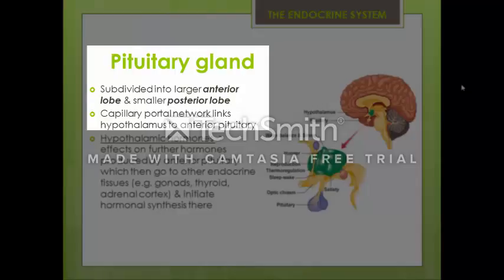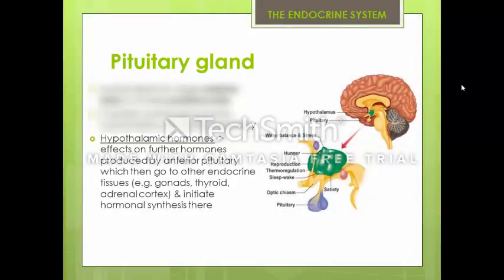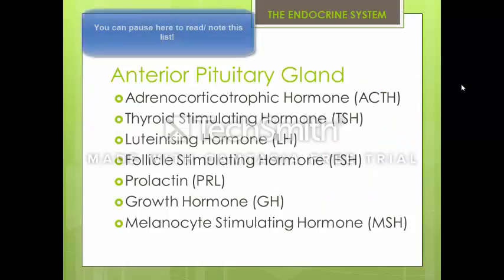A capillary portal network allows hormones from the hypothalamus to be carried directly to the anterior pituitary without first going through general circulation. These hypothalamic hormones are either releasing or inhibiting hormones, and these have effects on further hormones produced by the anterior pituitary, which then go on to other endocrine glands, for example the gonads, the thyroid, the adrenal cortex, and they initiate hormone synthesis there. The anterior pituitary gland is responsible for the production of the following hormones.